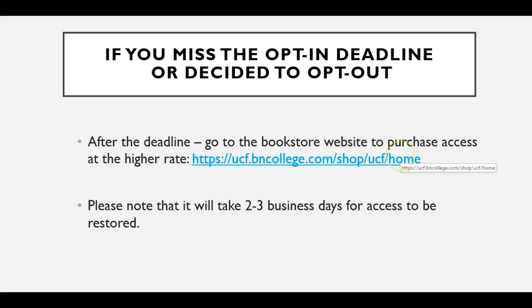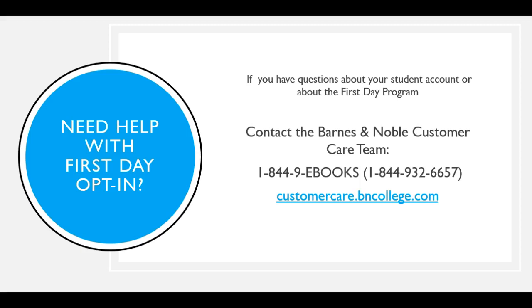If you missed the opt-in deadline or you decided to opt out for whatever reason, the only way you can purchase access is through Barnes & Noble's website, or if you go to the bookstore directly. When you purchase access this way, it does take 2 or 3 days for the activation of MyStatLab and the eText to come back. So it's not instantaneous. If you have problems with opt-in, so you have questions about your student account, or you have questions about where the digital charge appears, or you didn't receive the email, contact Barnes & Noble at this number or through their website.